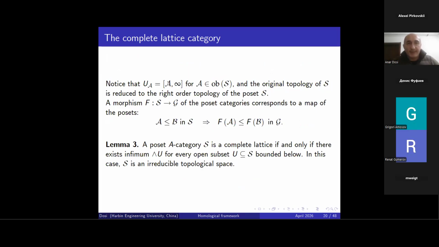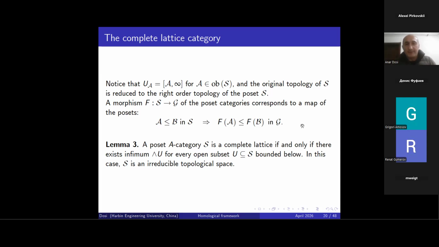Well, in this case, what's the meaning of least neighborhood? This is just the objects which are greater than or equal to A, right? It's like a right interval. So the topology here is just the right order topology of the poset. Well, what's happening with the morphisms? Morphisms of poset categories correspond to increasing maps, right? It's just an order preserving map: A less than or equal to B implies f of A less than or equal to f of B.